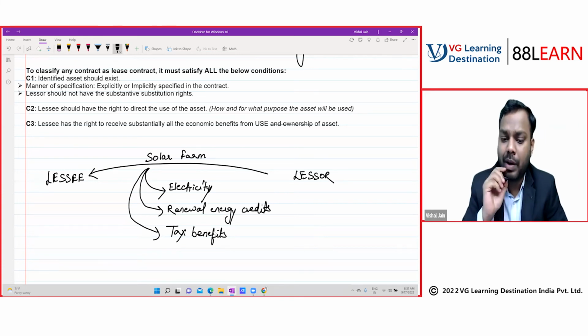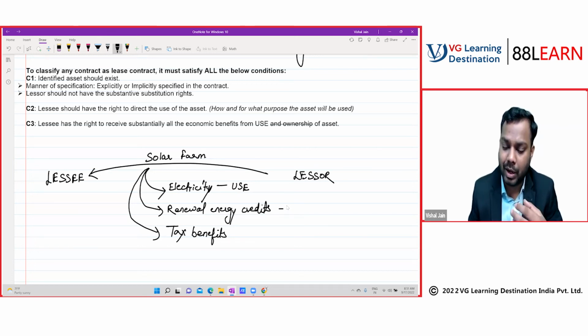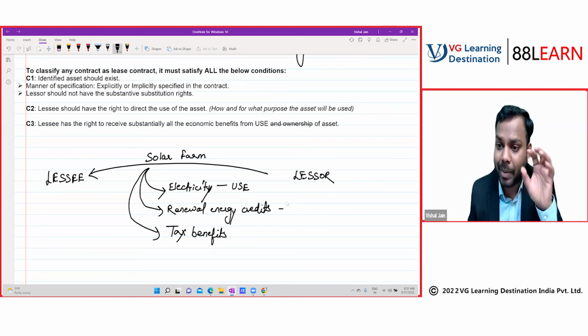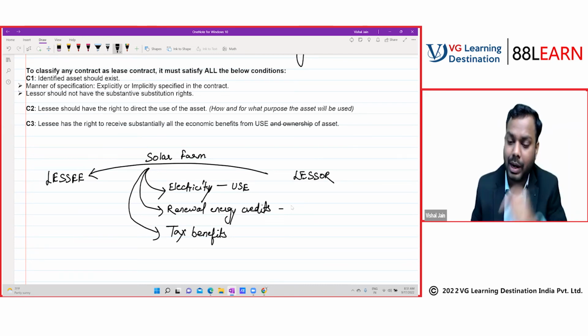Now tell me which of these benefits is coming from use and which are coming from ownership. Is electricity coming from use or ownership? Use, very good. Are renewable energy credits coming from use or ownership? The government will give the renewable energy credits to the person who generated the electricity, right? Not ownership, Gurjeet. The renewable energy credits are given by the government to the person who has generated the electricity. Use.